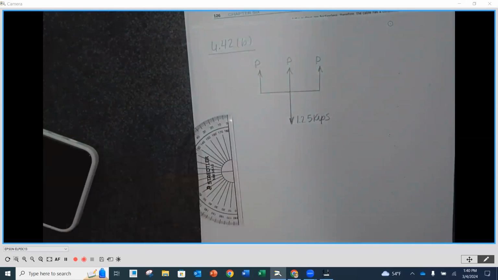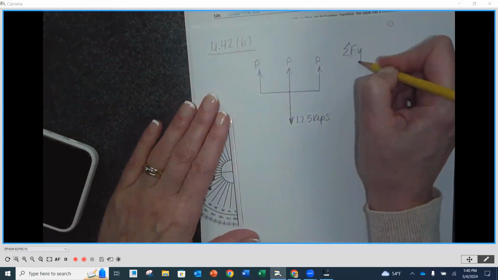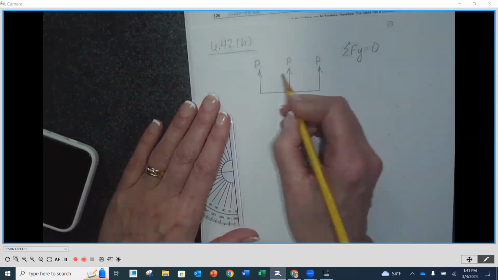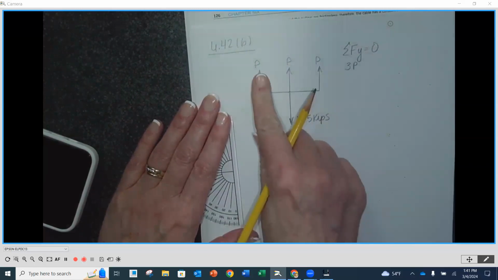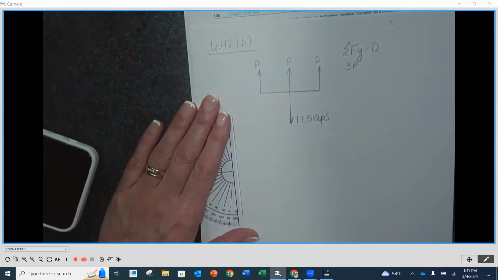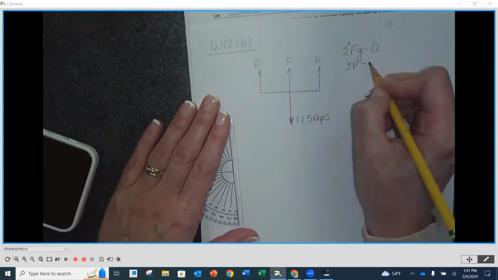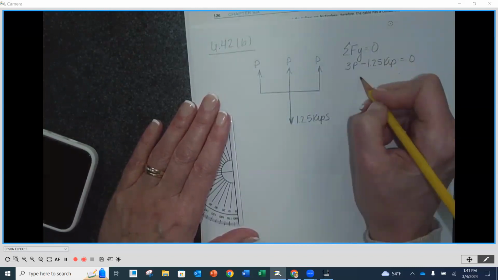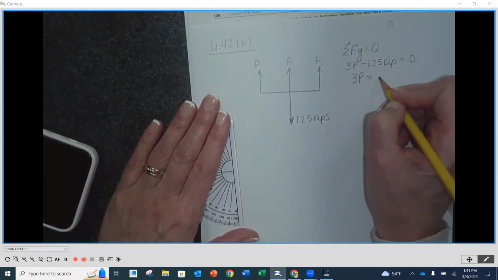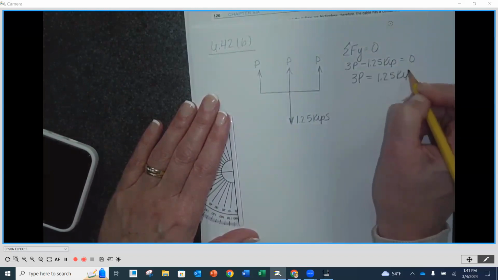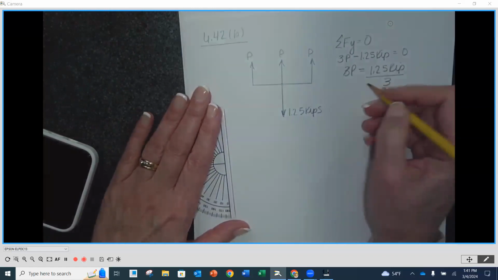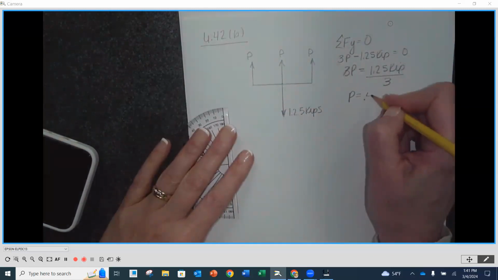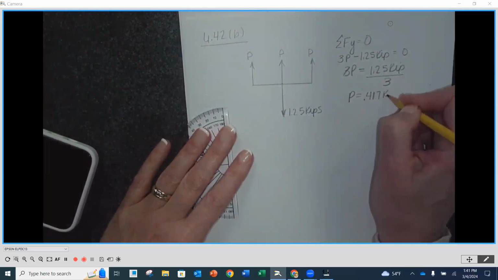So now we can sum our forces in the Y direction equal to 0. We've got 3 values of P here, right? So we can say 3P, because this is like a 1P, 2P, 3P. We can add them together, they become 3P, minus 1.25 kips is equal to 0. So solving for P, we get 3P is equal to 1.25 kips. And then dividing both sides by 3, our P is going to be that same value as before, right? 0.417 kips.